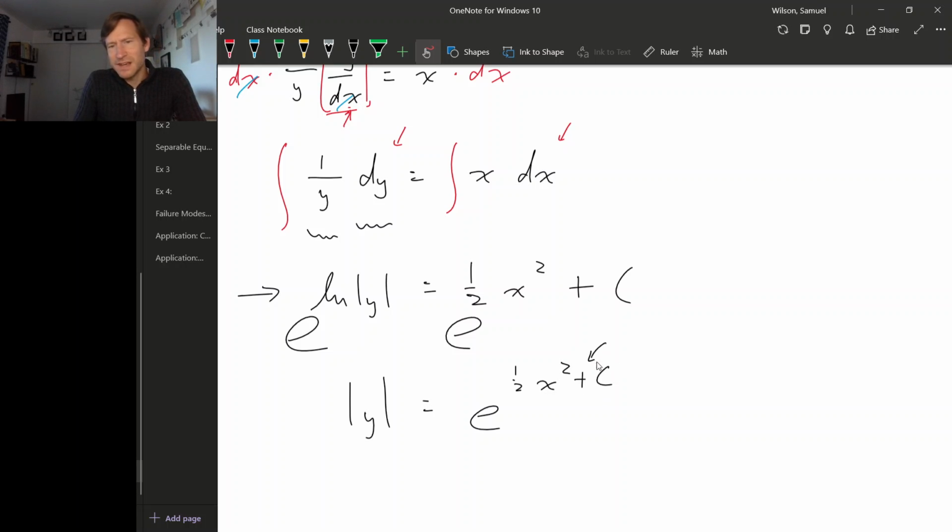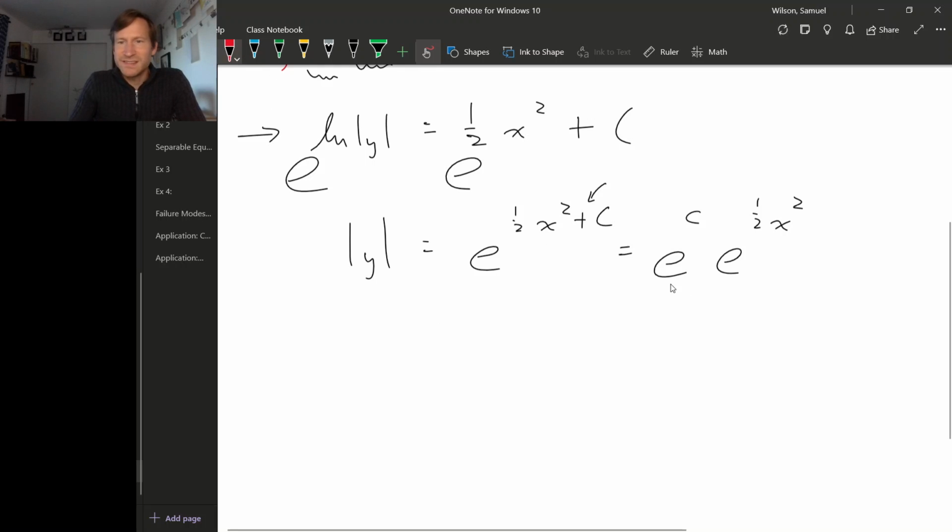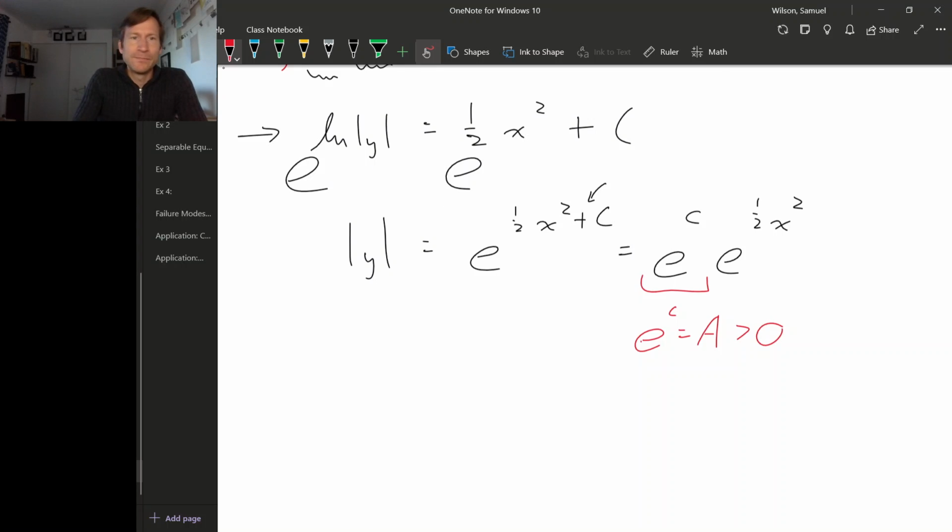Because there's a sum in this exponential here, I'm going to split this up. I'm going to write this as e to the c times e to the 1/2 x squared. This e to the c is really a constant, so I'm going to give this constant e to the c a name. I'm going to call that a. And because it's e to the c, it has to be greater than 0. So we get the absolute value of y is equal to a times e to the 1/2 x squared, and a has to be greater than 0.